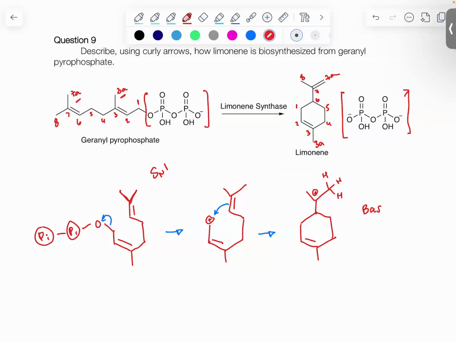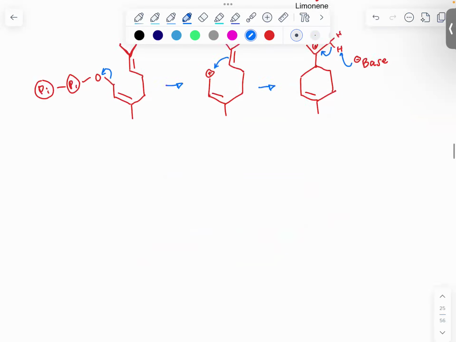Now this part is the more advanced part of this question. We would now have a base that can deprotonate here so that we can form the double bond that we see in our final product. So that's the curly arrows behind limonene synthase.